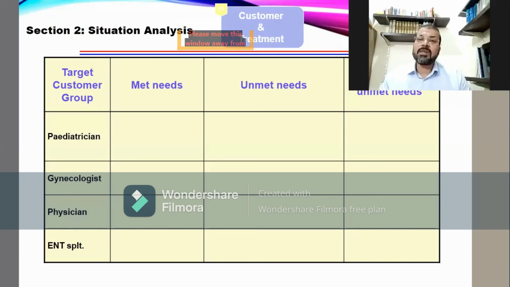If you are bringing something which is giving even equal results, your product is also giving 95% results and the previously used product is giving 95% result, but your product is having pleasant taste, then definitely the doctor will choose it.